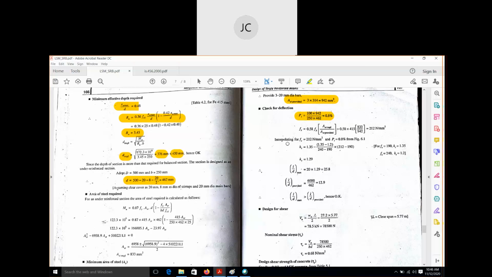Next, see how to find out the value of Fs. Fs means stress in steel.